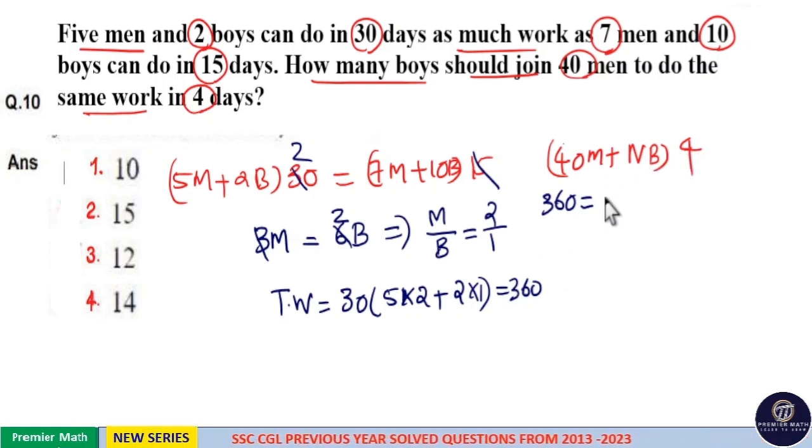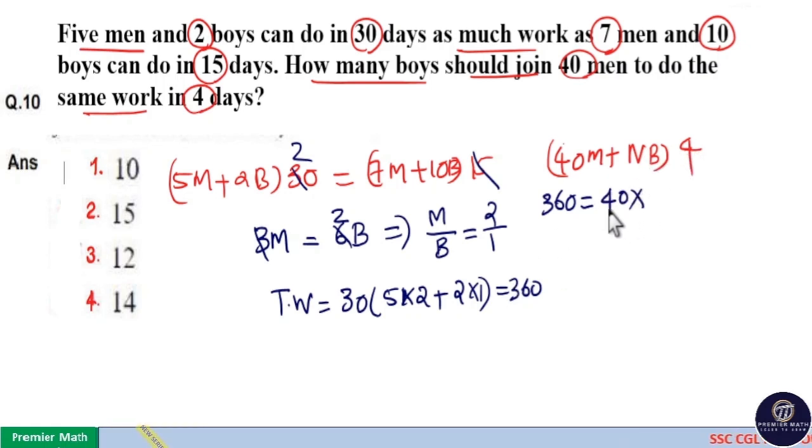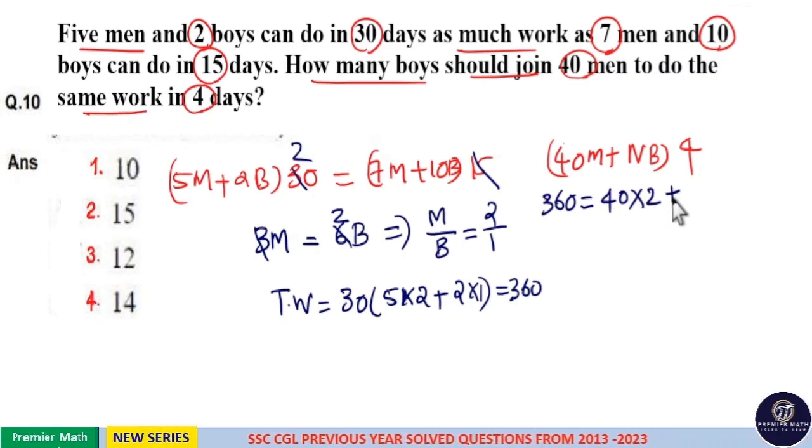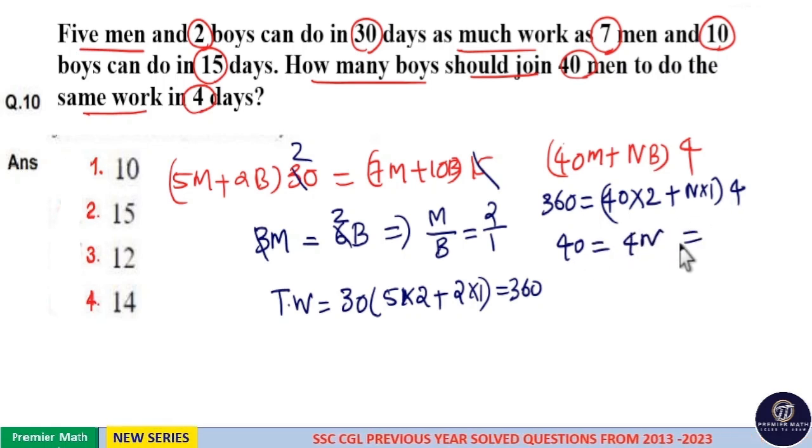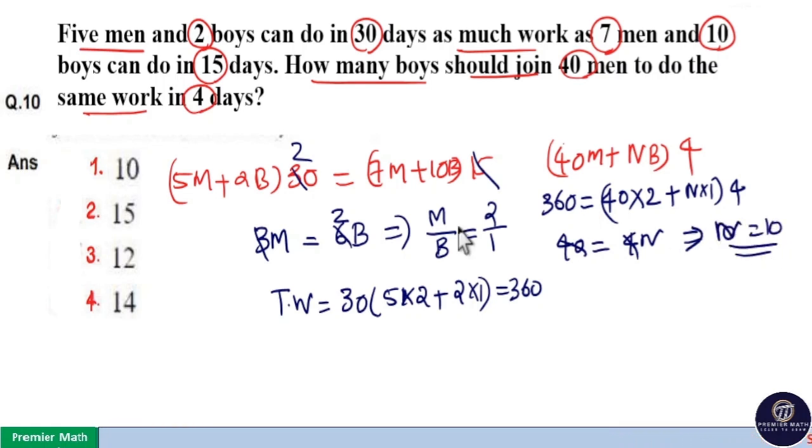That is, 40 men complete 40 into 2 units of work and n number of boys complete n into 1 unit of work for 4 days. That is, 40 into 2 is 80, 80 into 4 is 320. 360 minus 320 is equal to 40. So 40 is equal to 4 into n, 4n, which means number of boys is equal to 10. N is equal to 10 here. So option 1 is your answer.